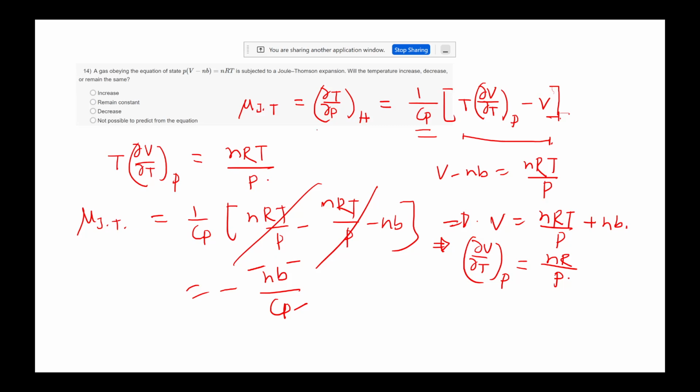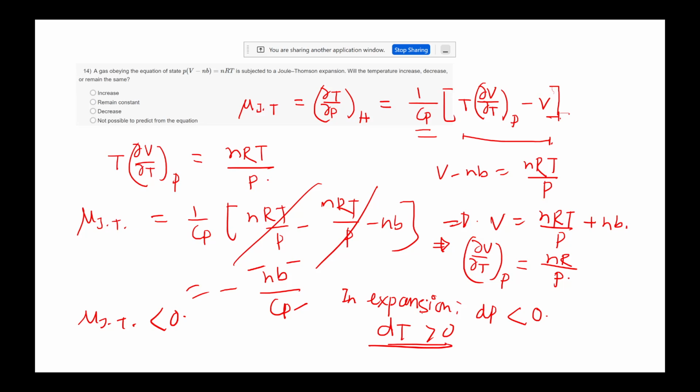But what is mu JT? Mu JT negative means del T del P at constant H is negative. Now in expansion, so here we can say that mu JT is less than 0. In expansion, dP is always less than 0 because pressure is decreasing. So since this is the ratio of del T del P, to make it negative, dT should be greater than 0. So temperature should increase, right?